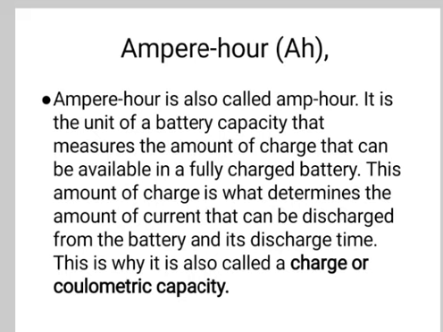The ampere hour is the unit of battery capacity that measures the amount of charge that can be available in a fully charged battery. This amount of charge is what determines the amount of current that can be discharged from the battery and its discharge time. This is why it is also called charge or coulometric capacity.